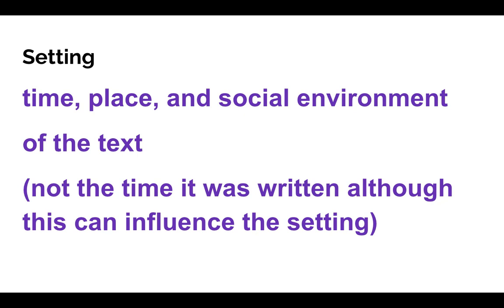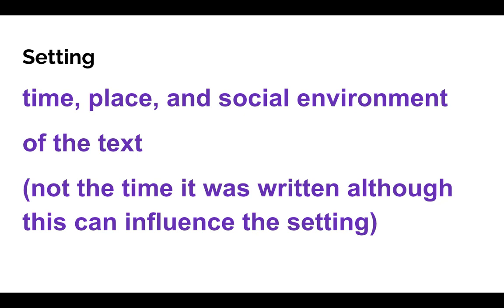One thing that I think is really important to distinguish is that the time that the book was actually written is not a part of the setting. So you might be reading, for instance, a piece of science fiction that was written in the 1950s, but is set in, let's say, 2010. That would be a futuristic setting, and that's important, but you wouldn't want to put the setting in the 1950s.